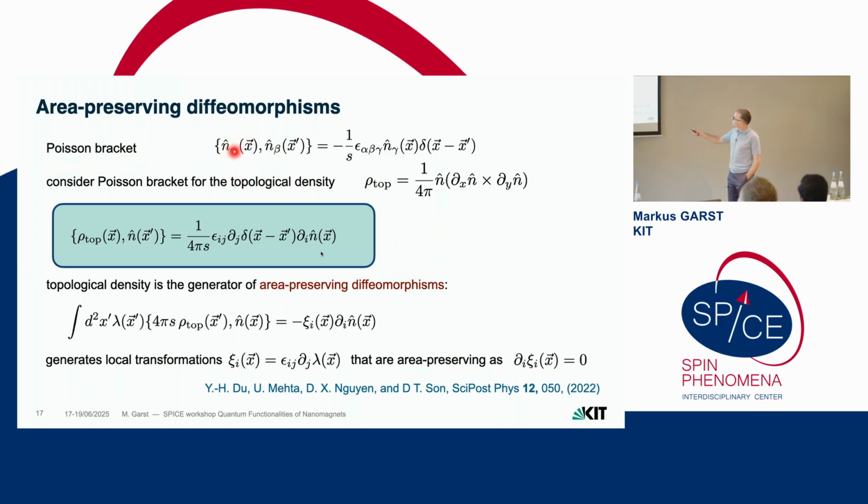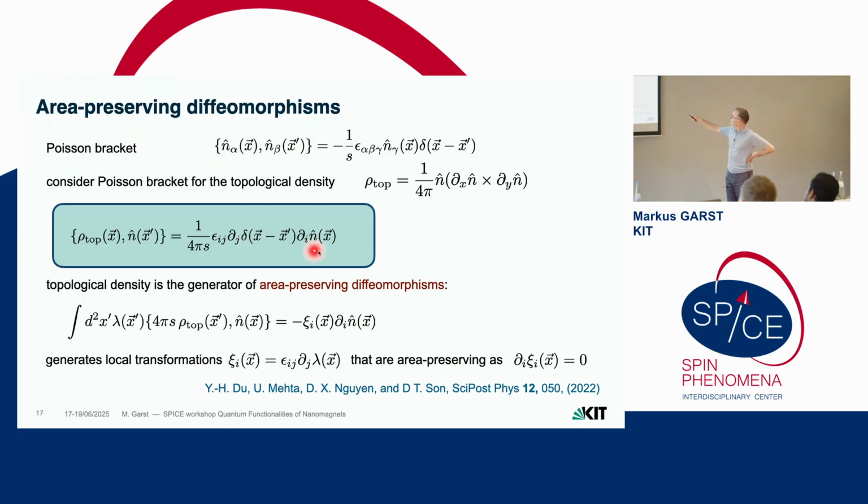And why is this of relevance? Well, we introduce the Poisson bracket of two field configurations, two fields at different positions, which is just this, right? So this is just a Poisson bracket that recovers the Landau-Lifshitz equation. So now we can ask the question, what is the Poisson bracket of the topological density? Topological density is that. If you calculate the Poisson bracket of topological density at position x with the field at position x prime, it's not a difficult exercise. You get an expression which looks like this.